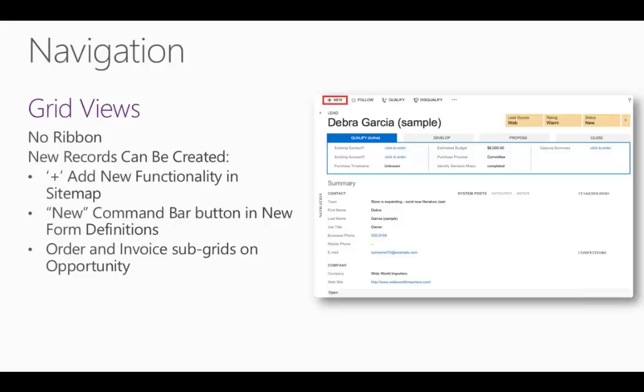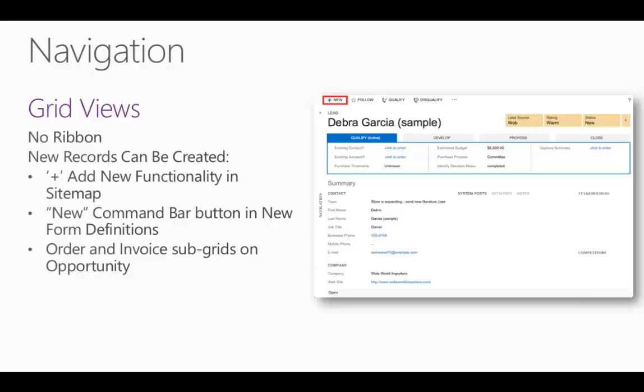For the entities listed in the sitemap, you can create new records by utilizing the plus sign in the sitemap, as well as the New command bar button found in existing customer or sales records. For all remaining entities that may appear as subgrids and forms, it is not possible to create new records. As a result of this functionality, you may only add existing records to subgrids that may be present in forms.